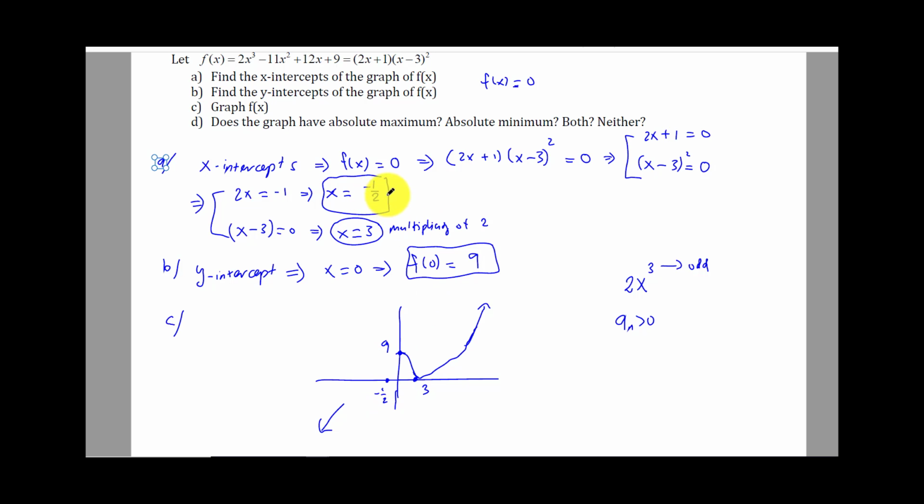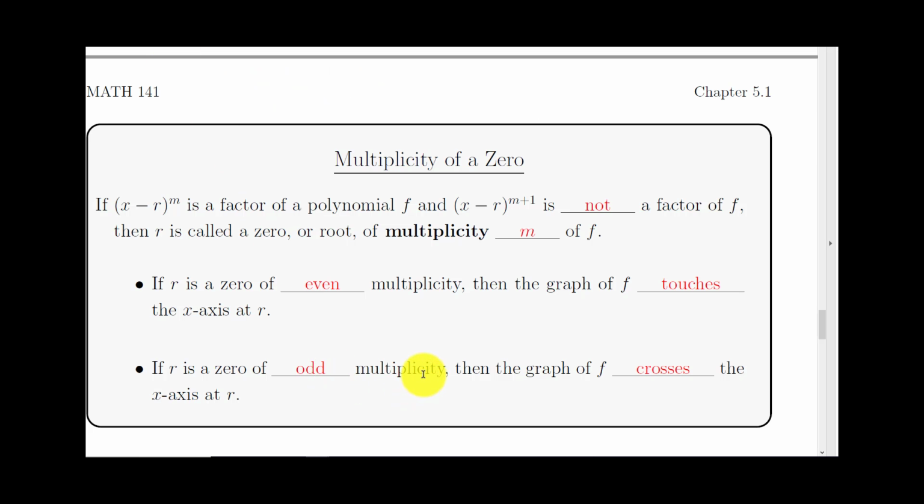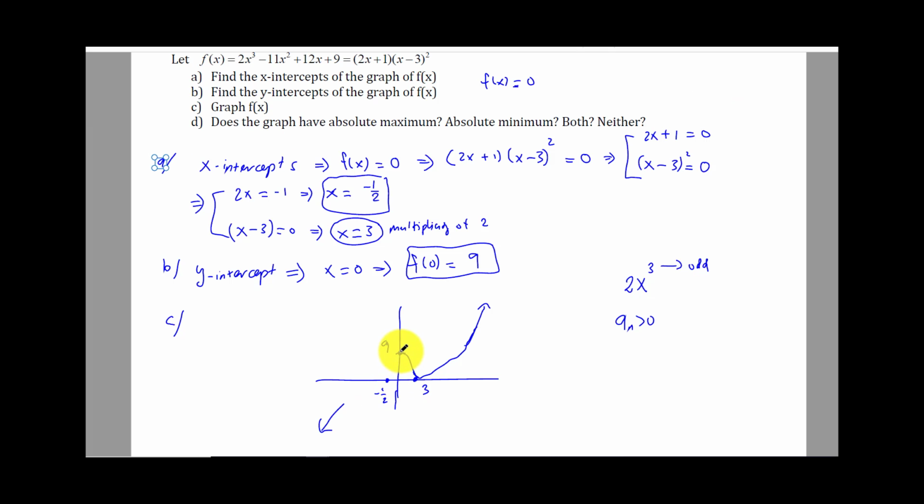This one has a multiplicity of 1, and we know that 1 is an odd multiplicity, and therefore the function will cross the x-axis. So in order for you to go from here to here, you have to decrease to here, and in order for you to go from here to this end behavior, that's the only way to do it. That means you have to cross the x-axis and go to this side. So this is a rough draft of the function.